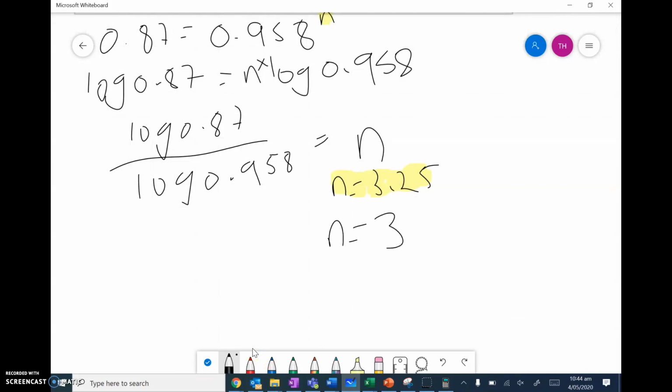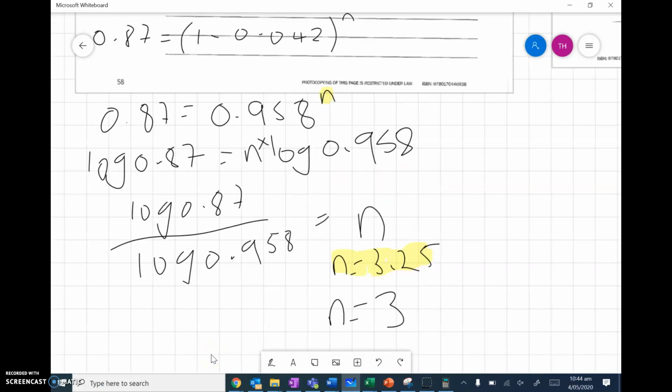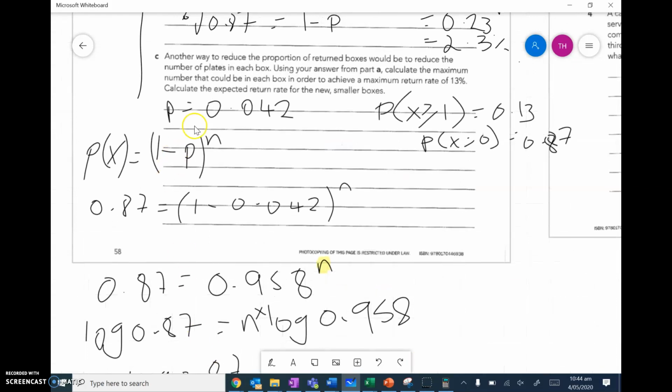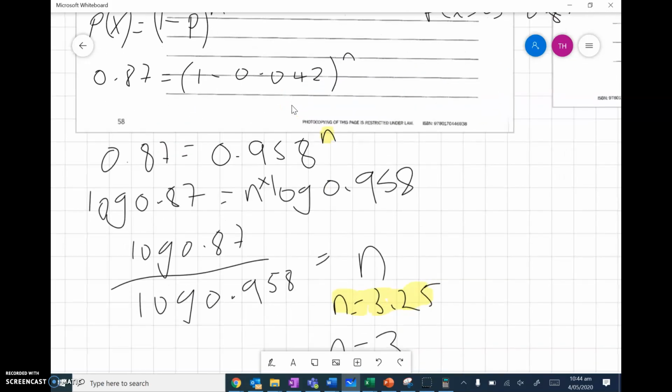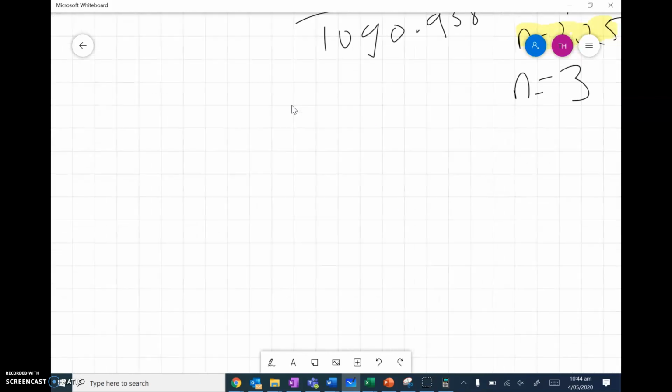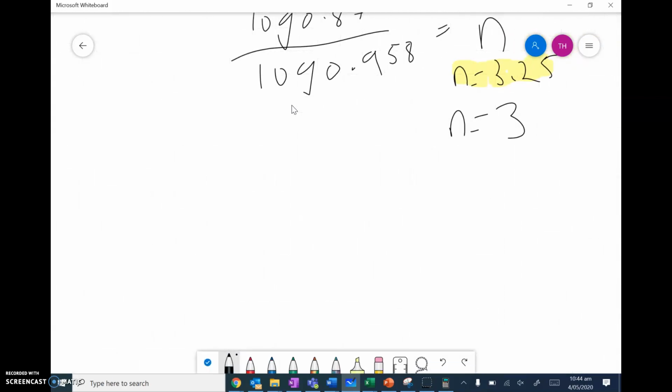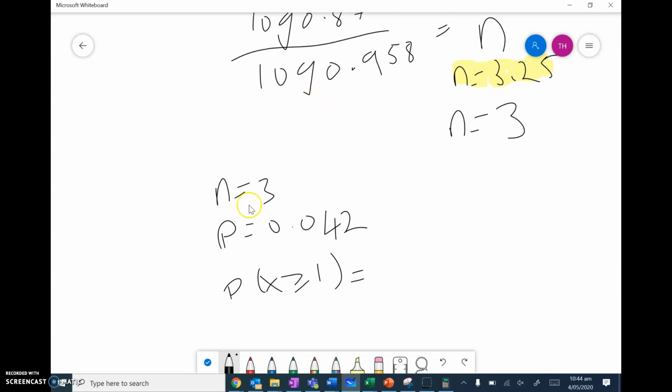And then to finish it off, this question says, calculate the expected return rate for the new smaller boxes. So I'm going to do my normal way of doing binomial now. So I have n equals 3, probability of 0.042. I'm trying to calculate the probability that x is greater than or equal to 1. Now, to do that, I'm going to work out the probability that x equals 0 and take it off 1.